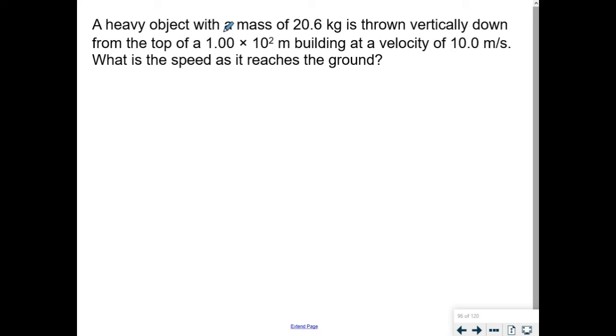Let's try this one here. There's a heavy object with a mass of 26 kilograms. It was thrown vertically down. Some visuals, as in our previous examples, now throwing it. Starts the exact same way. There's a person on top of it, and there's an object.